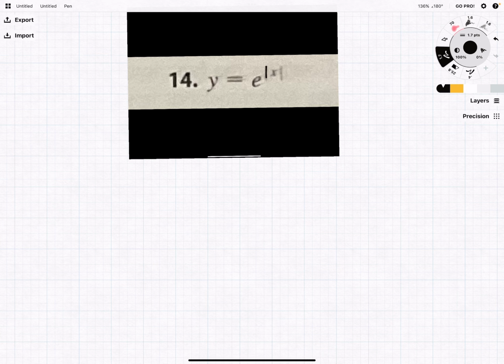Let me just draw that absolute value sign a little bit more clearly. I know it's fuzzy, so it's e to the absolute value x. Naturally, if we have some function, y equals b to the x, it's going to have an asymptote at y equals 0. Then it's going to have an intercept at the point 0, 1. And the graph is going to have this general shape.